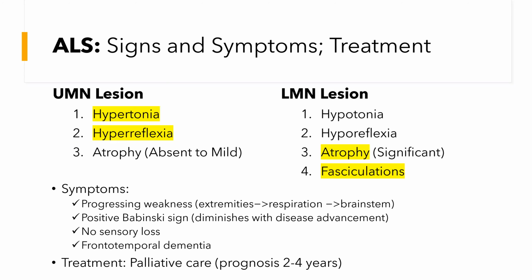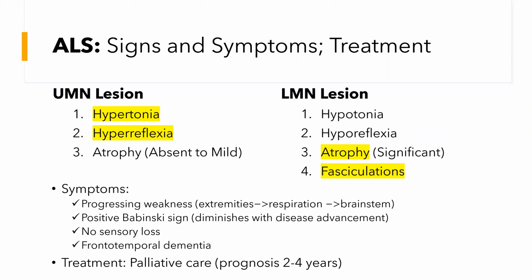So the signs, symptoms, and treatment. ALS is kind of a textbook mixture of upper motor neuron and lower motor neuron lesion. When you have a patient that presents to clinic, often they'll have hypertonia, hyperreflexia, atrophy, and fasciculations. Some additional symptoms as well is that you have progressing weakness. That's really a key feature for you. When you hear progressing weakness, you should really start thinking about ALS and upper motor neuron or lower motor neuron lesions, and how it travels. This one travels from extremities to the respiration and then to the brainstem finally.